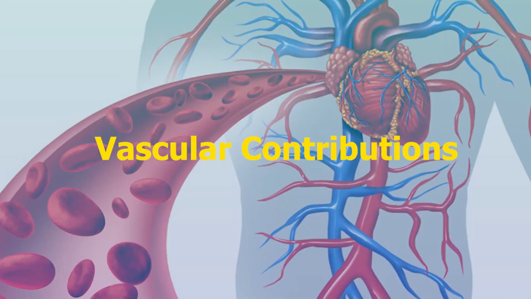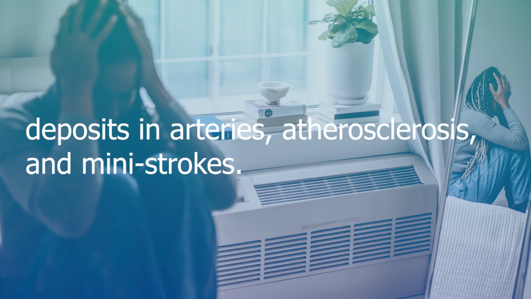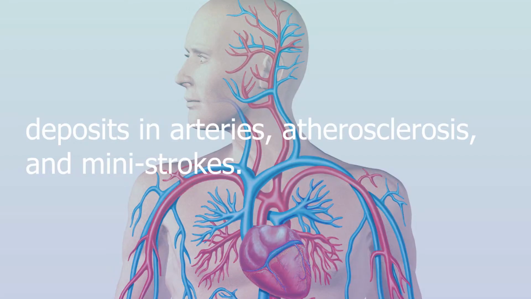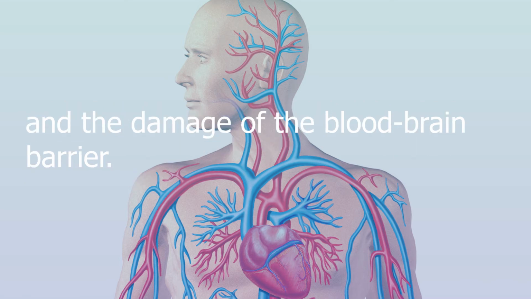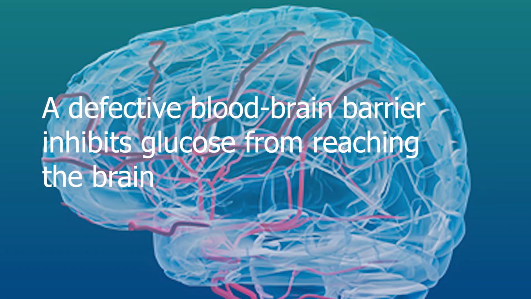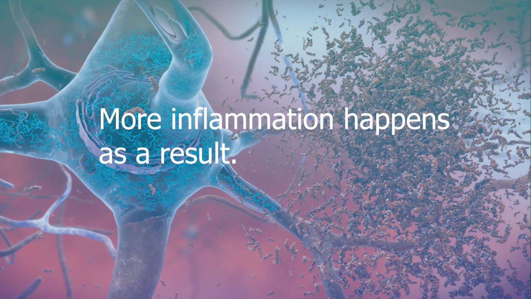Vascular contributions. People with dementia frequently have other brain problems, such as beta amyloid deposits in arteries, atherosclerosis, and mini-strokes. These vascular problems may lead to reduced blood flow and oxygen to the brain and damage to the blood-brain barrier. A defective blood-brain barrier inhibits glucose from reaching the brain and the clearance of harmful beta amyloid and tau proteins in Alzheimer's patients. More inflammation happens as a result.